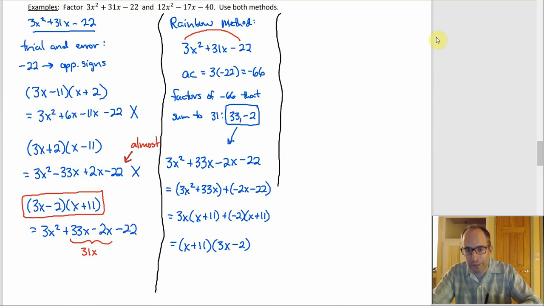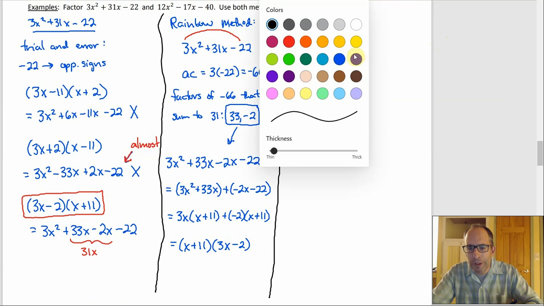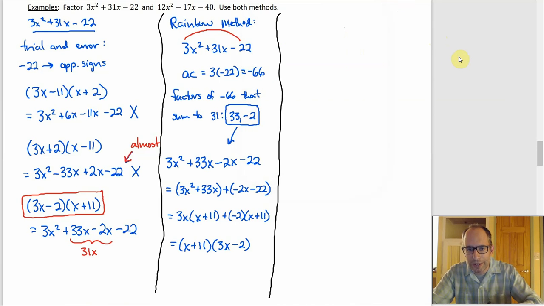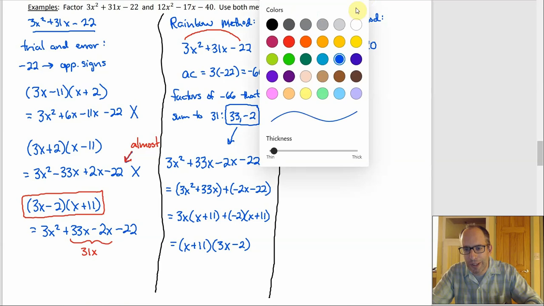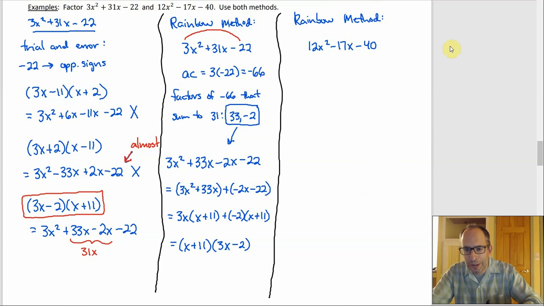So hope I got enough space. I think I do. But let's see. For the other one, we've got... so I'm going right to the rainbow here. So rainbow method. And we've got 12x squared minus 17x minus 40. And if we're going to do the rainbow, I guess I can draw another rainbow. So 12 to the 40. All right, this is a big number.